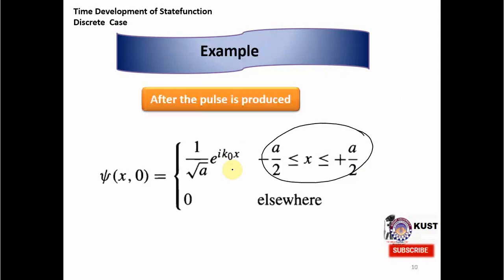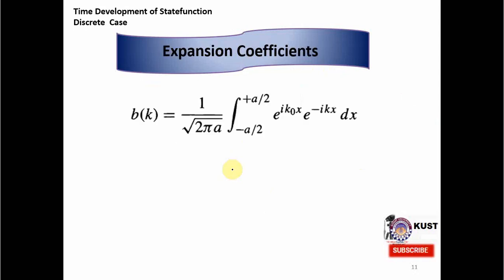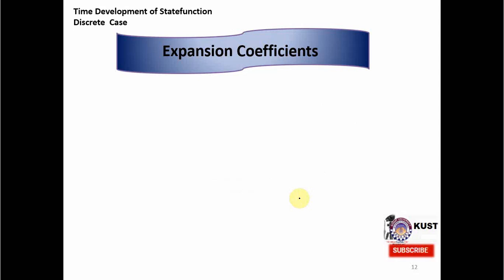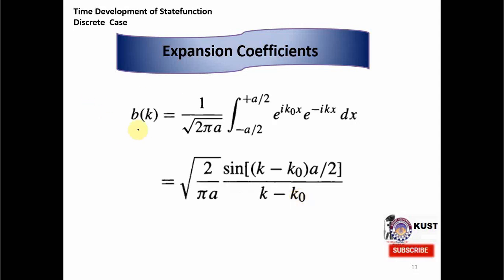Okay. Once we know the initial state function, the next thing is to calculate the coefficients, because from the coefficients we will be able to know the probabilities. Since we have already developed a formula for the coefficients, you just plug in the wave function and its complex conjugate, e raised to the power i k₀ x and e raised to the power minus ikx, and it's very simple to make the calculation. If you calculate this integral, it will be sin((k minus k₀)a/2) over (k minus k₀), and so we now know the coefficients b_k.